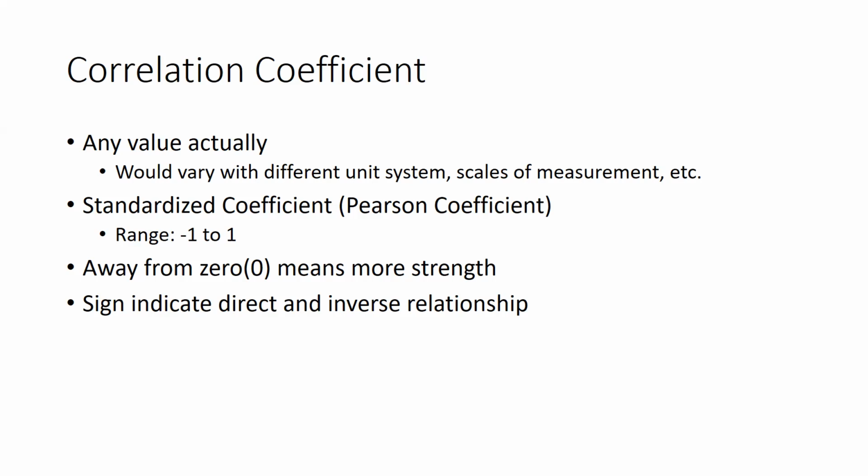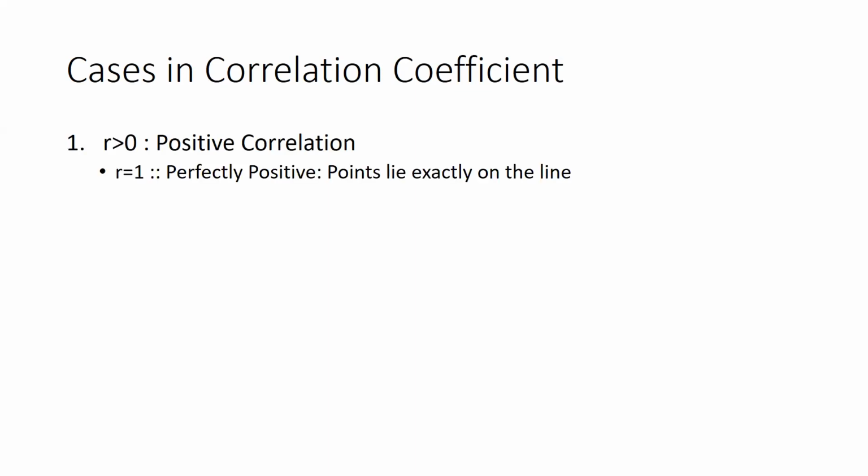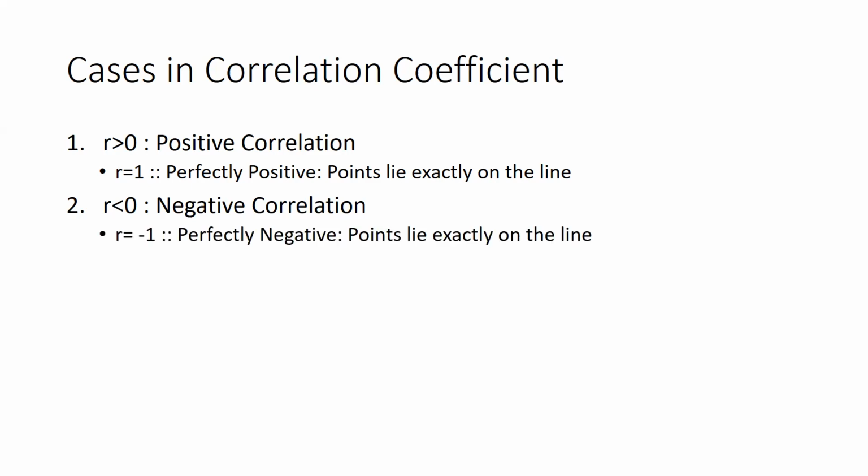So the three cases in the correlation coefficient are: first, a positive value of the coefficient, which is said to be positive correlation, and a special case in it, when we have r exactly equal to +1, we say it is perfectly positive correlation, and points lie exactly on the line of that correlation. Then we have negative correlation, where the r value will be less than 0, and the special case is r exactly equal to -1, which is perfectly negative correlation. The third is r equal to 0, which is said to be no correlation.